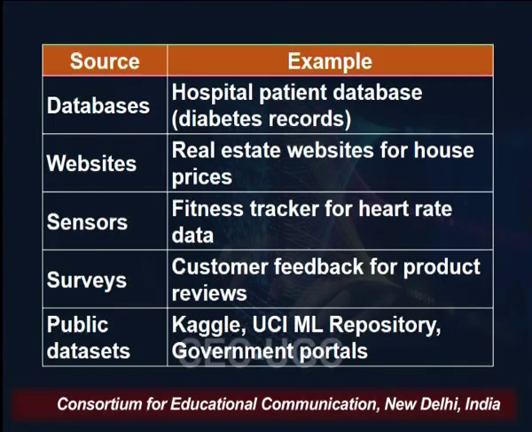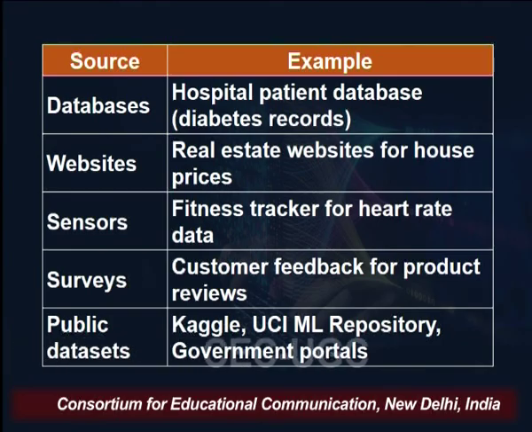The data might be coming from databases, for example, a hospital patient database needs to be collected from the hospitals. It can be from websites, like a real estate website for house prediction. It can be census data, or data collected by fitting a lot of sensors for the required purpose. It can come from surveys, or customer feedback such as product reviews. It can come from public databases as well, for example Kaggle, the UCI machine learning repository, and government portals and databases which are publicly available.